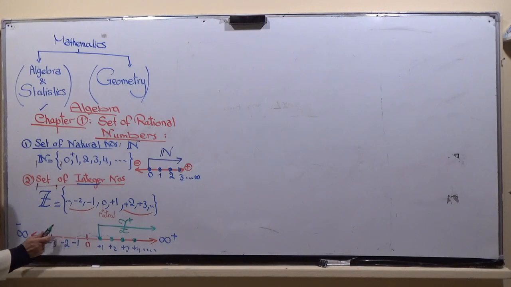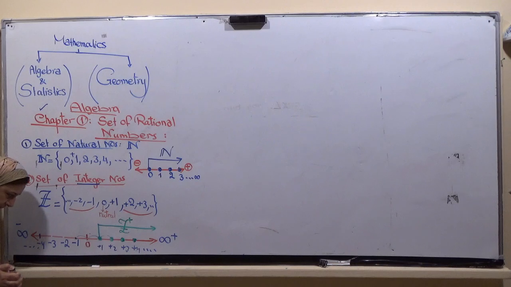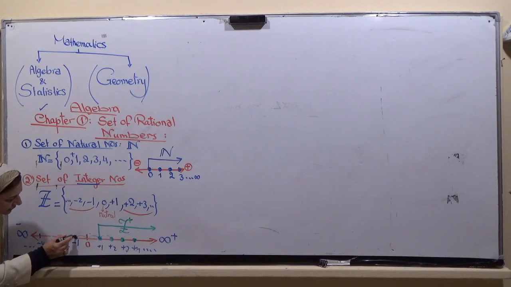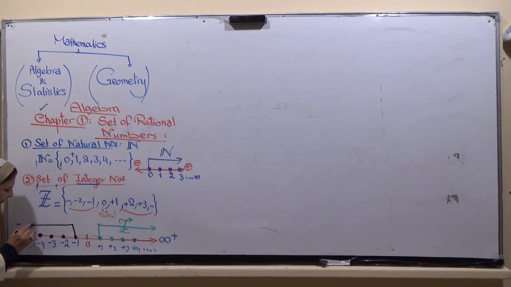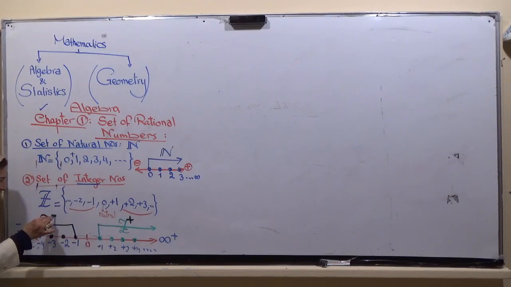Back, you can take 1, 2, 3 in another color, for example, black. I take black, negative 1. So this is negative 1, negative 2, negative 3, negative 4, from negative 1 to negative infinity. So it's the set of negative integers. So this is the set of positive integers and the set of negative integers. If we make a union of them, is it Z?